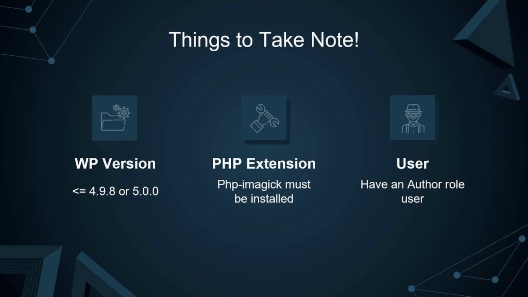And things to take note. Here are three things we need to note. The first one, of course, is the WordPress version. Then we need the PHP extension, PHP imaging. This library must be installed. And then we need a user with the author role to be able to execute this exploit. I haven't tried it with subscriber or editor role, but it seems like the editor role can work too. This needs further confirmation in later research.